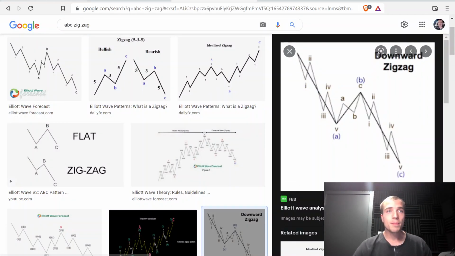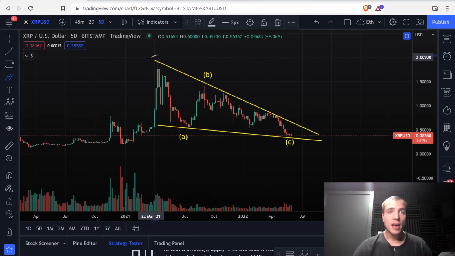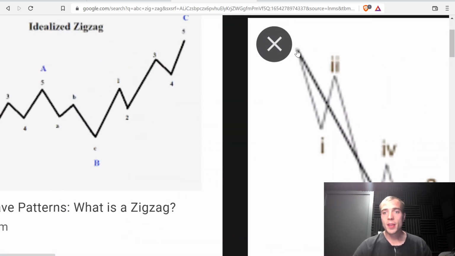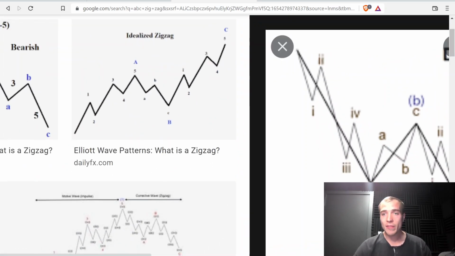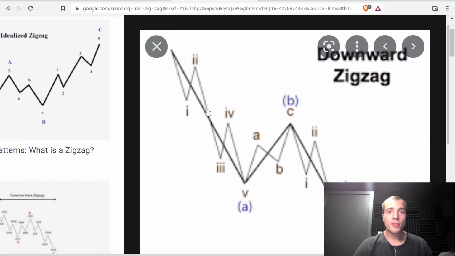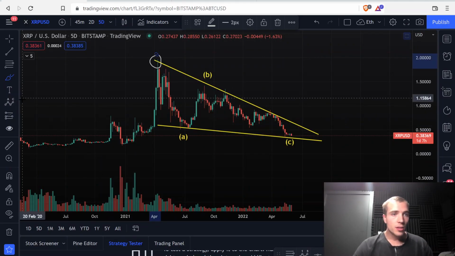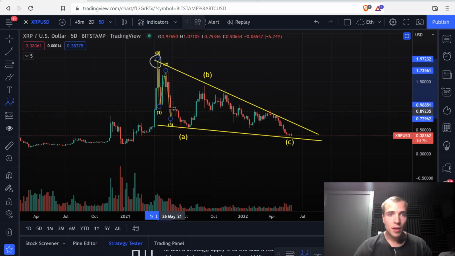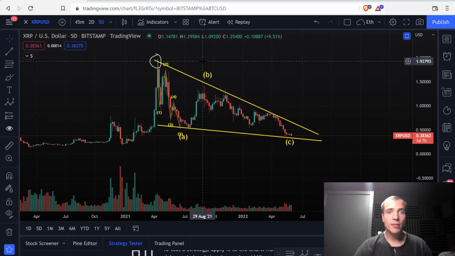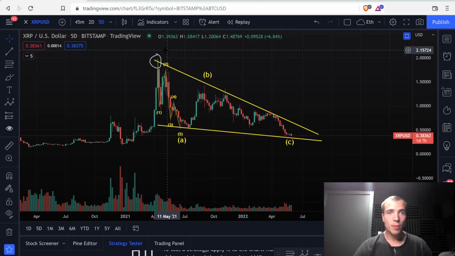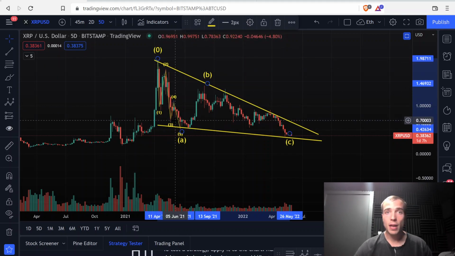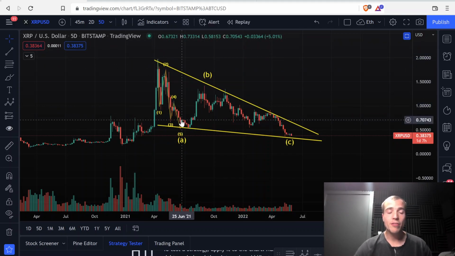Now you can see at the beginning of this cycle, we call that wave 0. That would be up here. That's wave 0. We go from wave 0 down to wave A. And you can see how there's 5 waves down. So if we take our Elliott wave tool, we can then count 1, 2, 3, 4, and 5 waves down. So from the wave 0 up here down to wave A, we now have 5 subwaves to complete wave A.